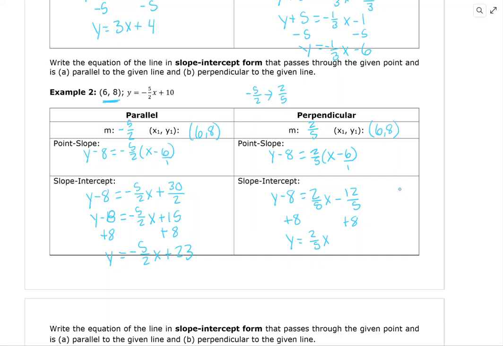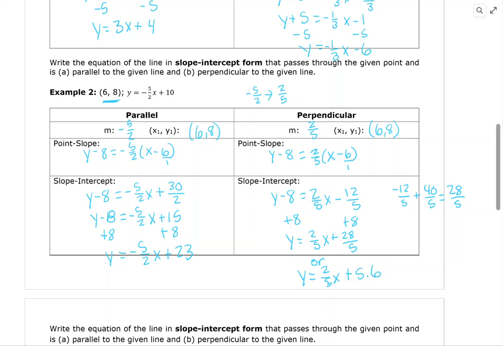And if you think of these fractions, if you're stuck, you're doing -12/5, and you are adding, if you make that 8 into an improper fraction, it'd be 40/5. So that would get you 28/5 because you want 8 5s. So you could write your answer as 28/5, or you could say y equals 2/5 x plus 5.6.